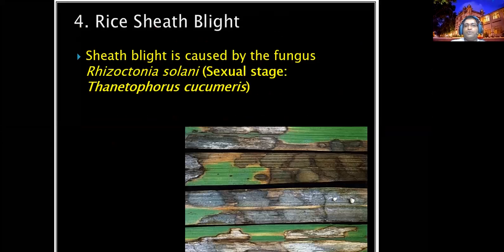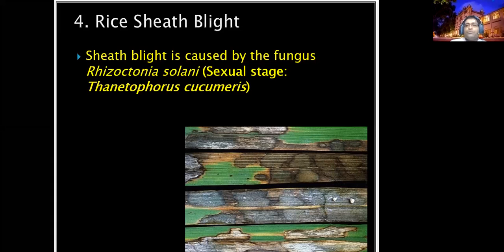So the next disease is rice sheath blight. Rice sheath blight is caused by Rhizoctonia solani, right? Rhizoctonia solani is a foliar fungus. You can expect damping off and seedling rot at seedling stages caused by Rhizoctonia solani. This Rhizoctonia solani causes sheath blight in the rice plants. The sexual stage of this fungus we call Thanatephorus cucumeris, right?